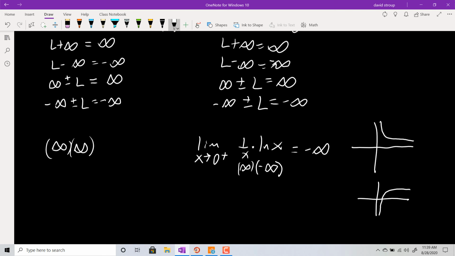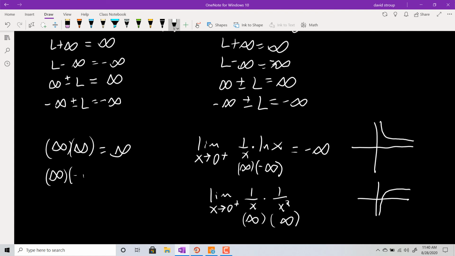What I'm saying is, maybe a better example: the limit as x goes to 0 of 1 over x times 1 over x squared, right? Maybe something like that. This will be infinity, and this will be infinity if I come in from the right. Infinity times infinity will just be infinity. So this will be infinity.